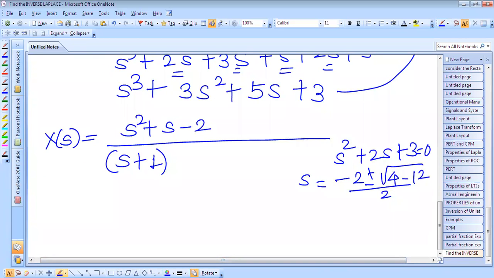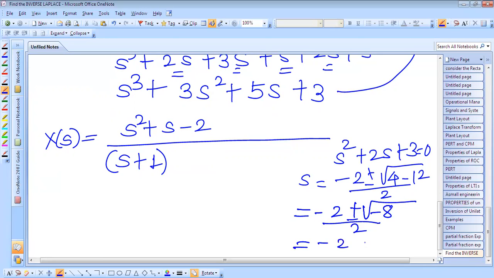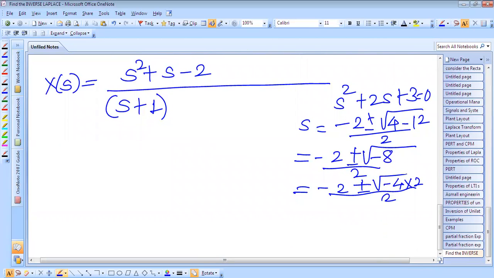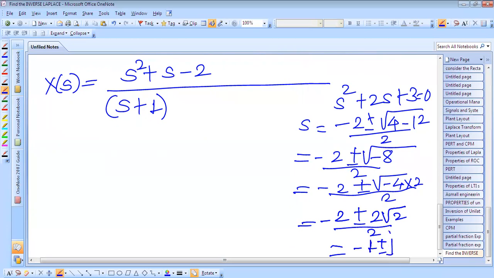Okay, so this is coming as (−2 ± √(4 − 8)) divided by 2, which gives us −2 ± ... so it is −1 ± j√2. Okay, so this is the complex conjugate pair at s equal to −1 ± j√2.